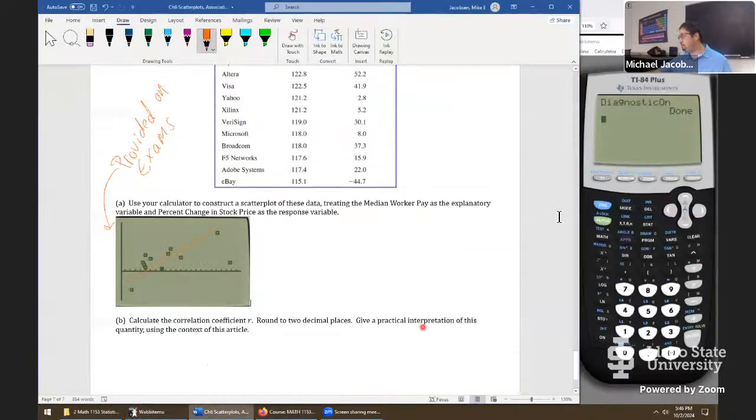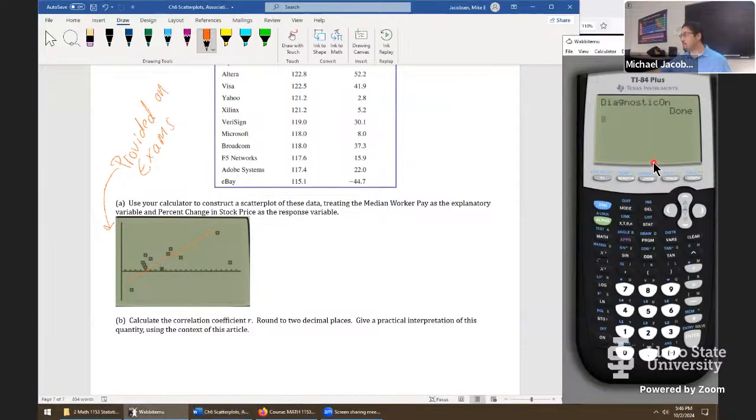Okay, once we all have put that in, next thing to do is hit the stat key, go over to calculate, and we're looking for the option that goes like this. Now notice there's some kind of similarity here. This is LinReg, which stands for linear regression, ax plus b, and then down at option 8, same function, linear regression, a plus bx. Now, what in the world's going on with that?